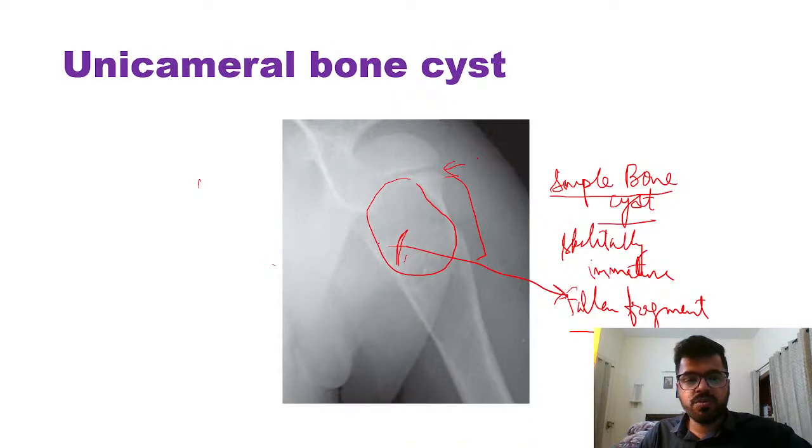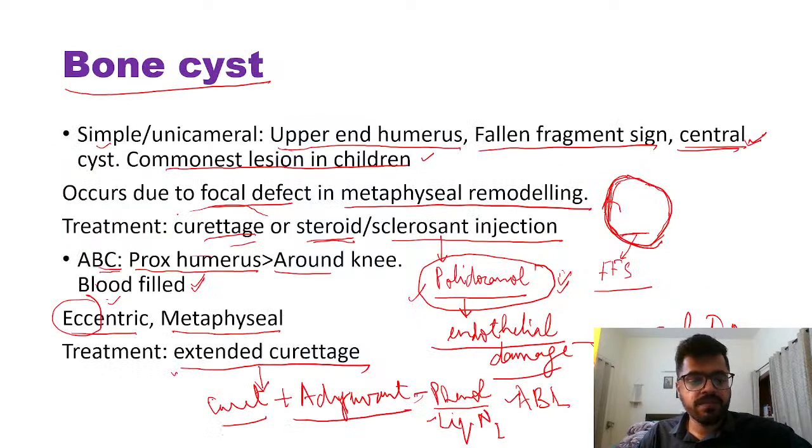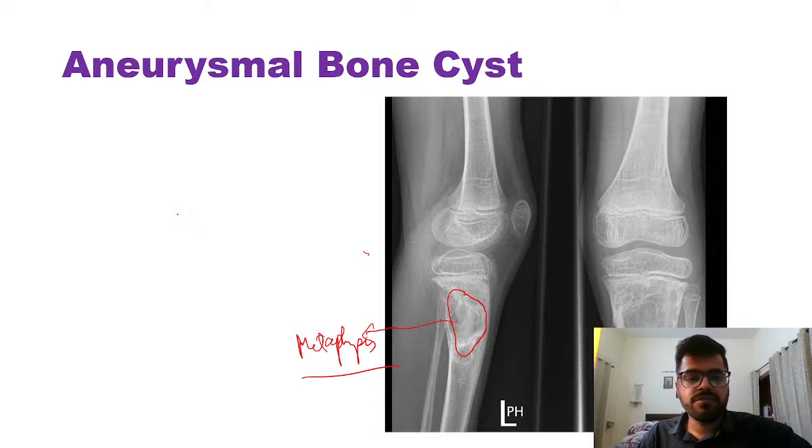So what is the difference between a simple bone cyst and an aneurysmal bone cyst? Simple bone cyst is single, central. Aneurysmal bone cyst is eccentric. Simple bone cyst occurs due to focal defects in metaphyseal remodeling, and aneurysmal bone cyst is blood filled due to venous stasis and eccentric in location. Treatment is curettage versus extended curettage. So those are the differences between a simple and an aneurysmal bone cyst.